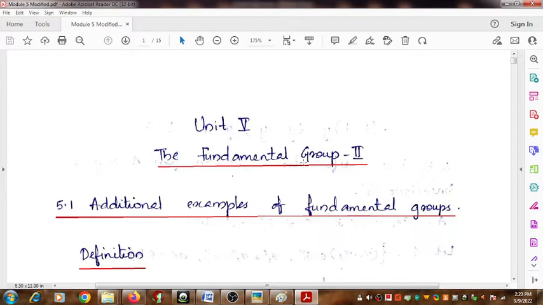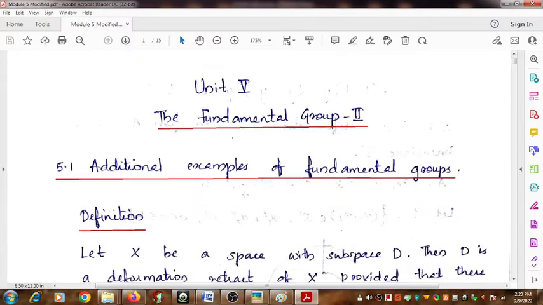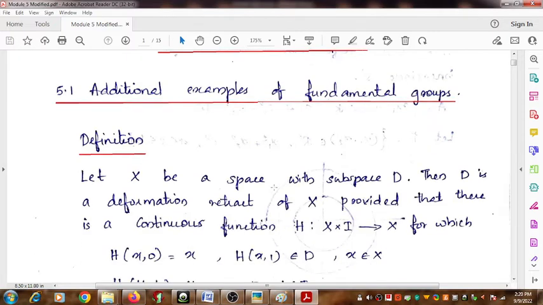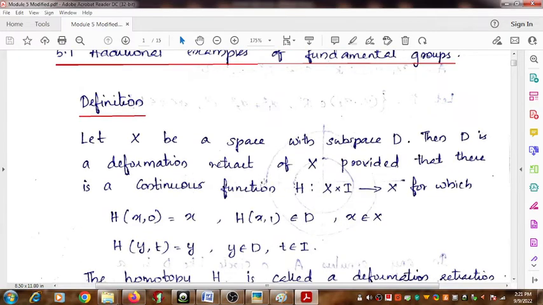In this video we are going to discuss some concepts in fundamental groups. We will be discussing additional examples of fundamental group in some videos that follow this particular video. So first of all, we want to discuss the concept of deformation retract. The two concepts we want to discuss are deformation retraction and deformation retract.